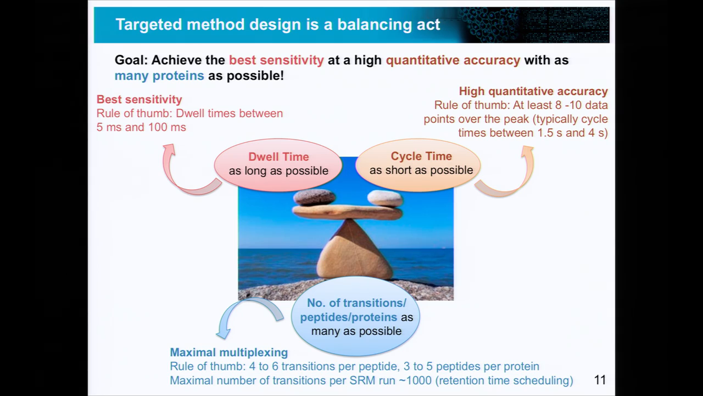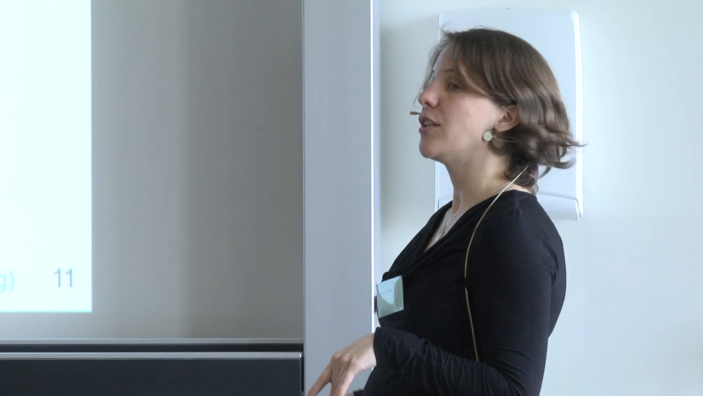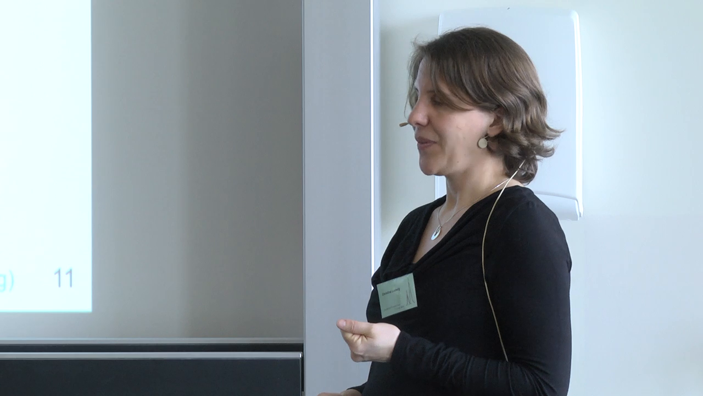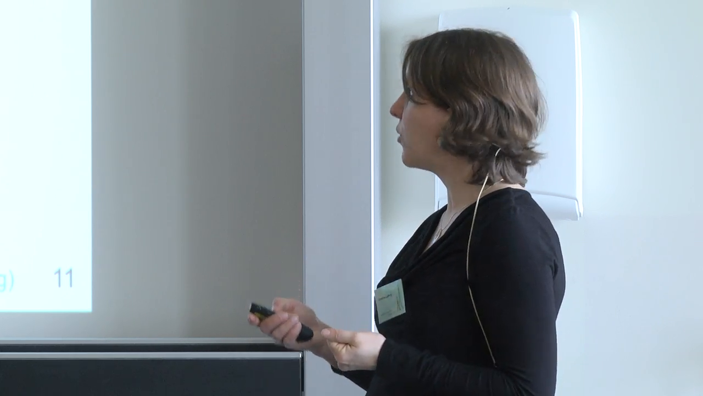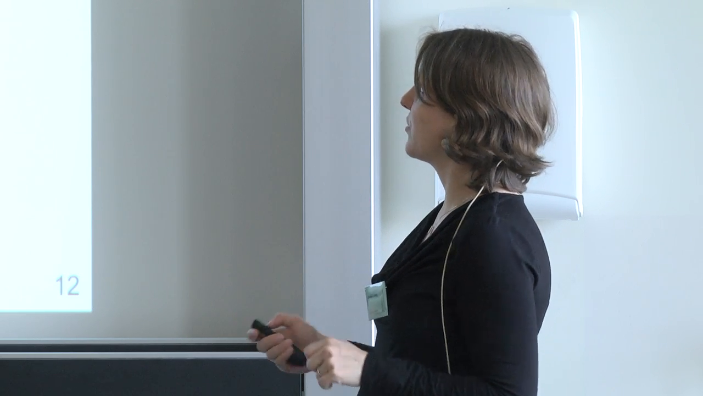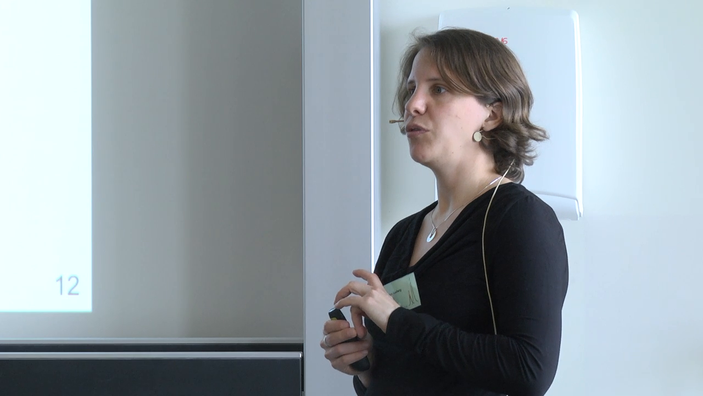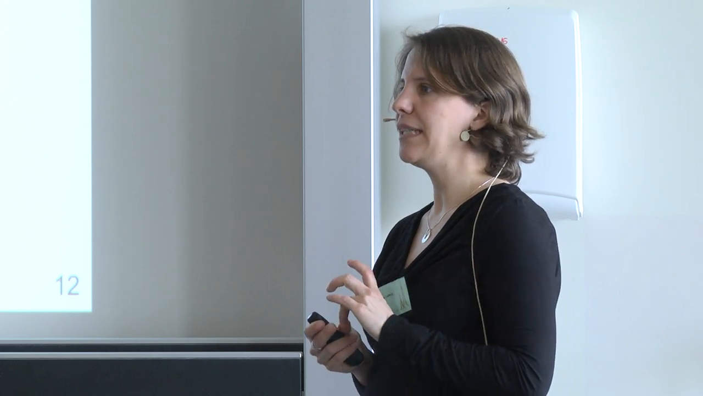And the maximum number of transitions that you can put into a single SRM run, so the maximum number of lines that you can have in this table that I showed you, is in the range of 1,000. 1,000 transitions you can add. But even this 1,000 transitions you can only achieve with a specific trick, and this trick is called retention time scheduling. Does anyone of you know what retention time scheduling means?